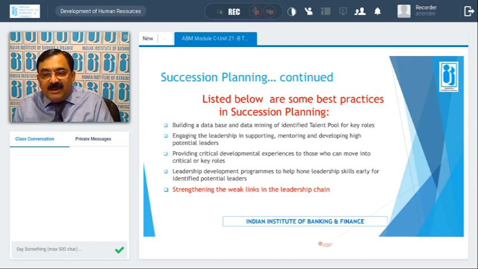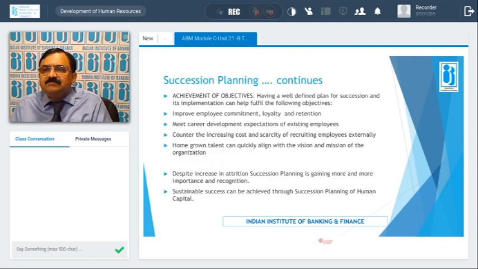Now, strengthening the weak links in the leadership chain. So you will find that it is always said that the chain is as strong as the weakest link. So we should be able to identify the weak links in a chain and help those weak links to actually come up to the expected level and strengthen their confidence and their outlook. And that is how we can actually create growth for the organization.